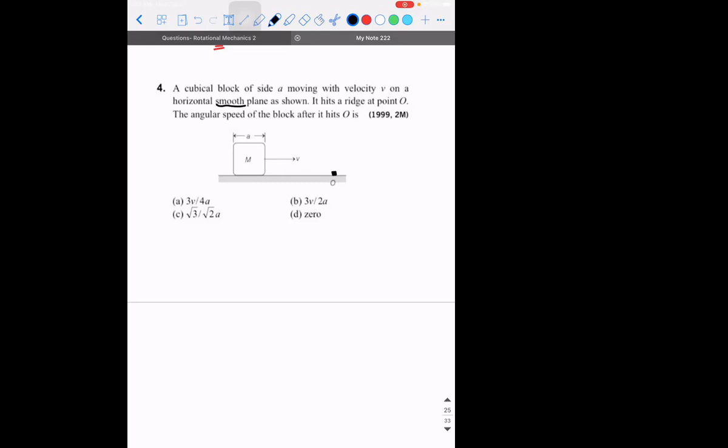So read the question carefully. What did they say? It is moving with a velocity v. Now the question is, is it having translatory motion or rotational motion? The answer is very clear. It is only having translatory motion. But if you see the question, they are asking what is the angular speed? Where will that angular speed come from? Why is it going to attain angular speed? Let's think about it.